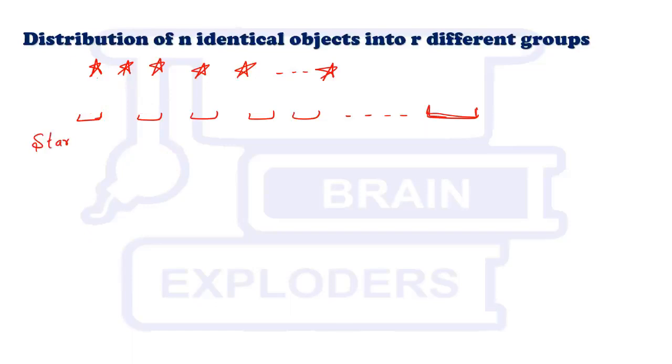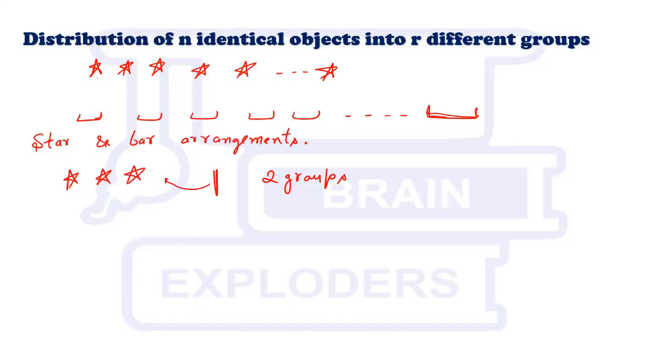This question is understood with the famous explanation of stars and bars arrangements. Let's take a simple example. Suppose we have 3 stars and we have to divide them into 2 groups. How can we do it? If we take a bar like this and put it somewhere in between, or to the right or left of these stars, then this bar will divide them into 2 groups.